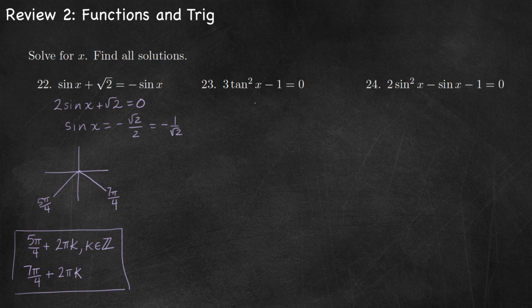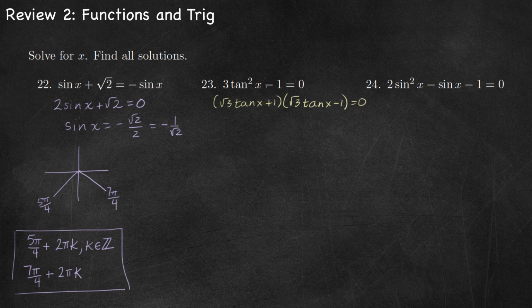Number 23, 3 tan squared theta minus 1 equals 0. So we could solve this by factoring. We can treat this as the difference of two squares and factor. If we did that, we'd have root 3 tan x plus 1 and root 3 tan x minus 1 equals 0. That's typically not the way students approach this one, which is okay.